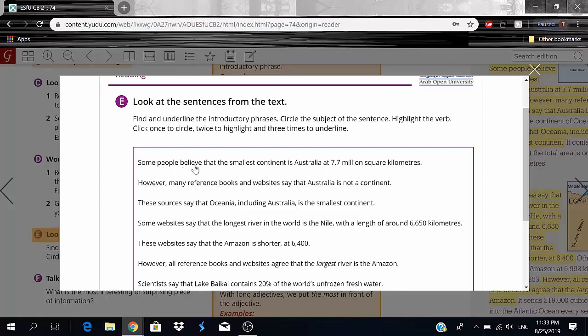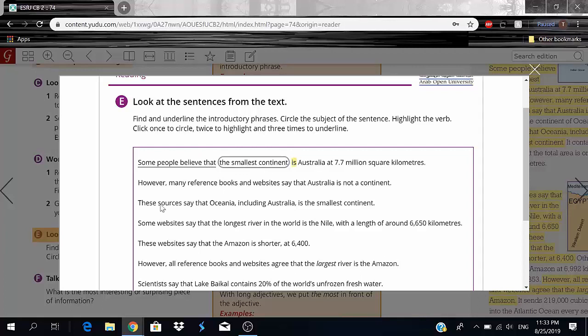Some people believe that, okay, that's an introductory phrase, right? So I'm just going to underline this. The smallest continent, that's the subject, okay, is obviously, that's our verb. So yeah, that's all I need. Australia at 7.7 million square kilometers. So some people believe that, that's our introductory phrase. The smallest continent, subject, is our verb. Okay?